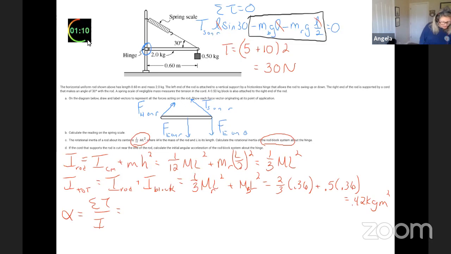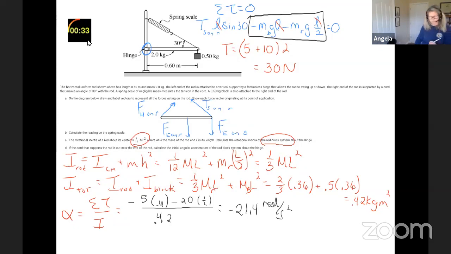So it would be minus mass of the beam, so 20 times the length of it, 0.6, minus, that's block, not beam. Oh boy. It's okay. 5. Okay, and then now we have the mass of the rod. So it's 20 times 1/2, all over the rotational inertia, which we just calculated, 0.42. And you should get for alpha negative 21.4 radians per second squared. Okay, that's kind of fun.